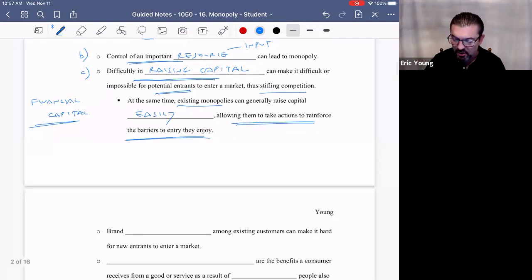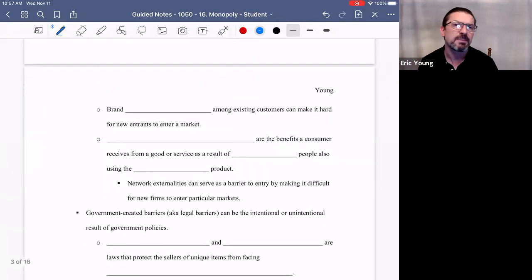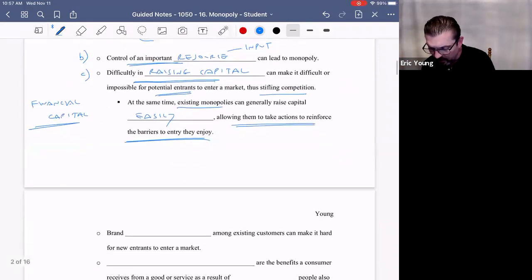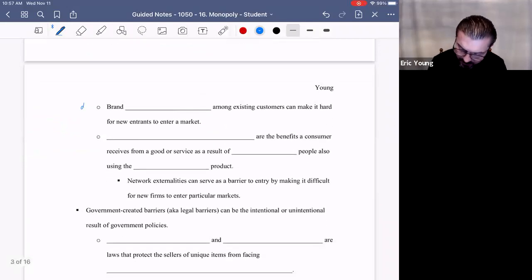You can imagine a business strategy where you think, if I can get cheap capital, I can take steps and put together programs or pricing structures or whatever. I can take these strategic steps with all this inexpensive capital to block out my rivals, okay? So we see this double whammy where new firms have difficulty raising capital sometimes and existing monopolies can raise it easily, thereby reinforcing those moats and those barriers, stifling competition, okay? So we have control of a resource, difficulty in raising capital.